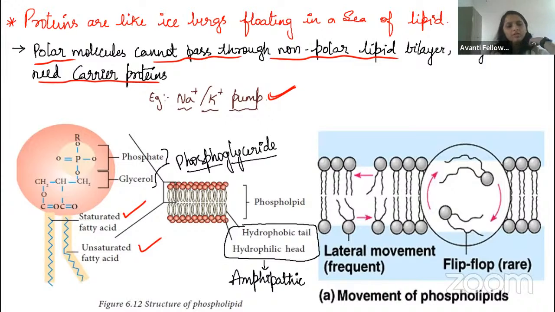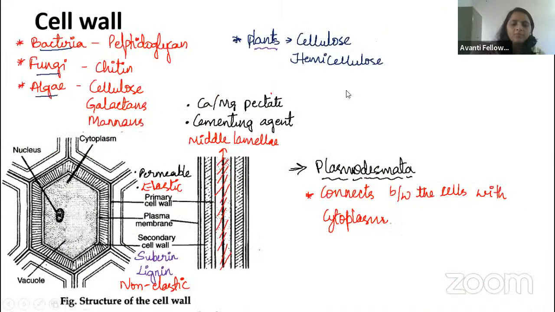Okay, so now let us come to the cell wall. You all know where the cell wall is present, guys. The bacterial cell wall is made up of peptidoglycan, which we studied in the last class, and we also call it murein. Then coming to the fungal cell wall, it is made up of chitin, right, guys? Chitin is a polysaccharide.